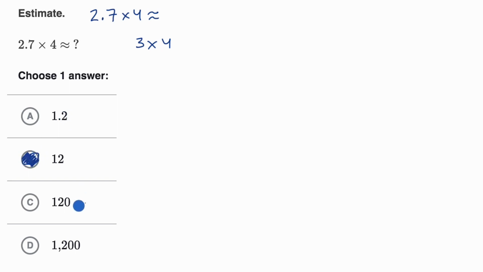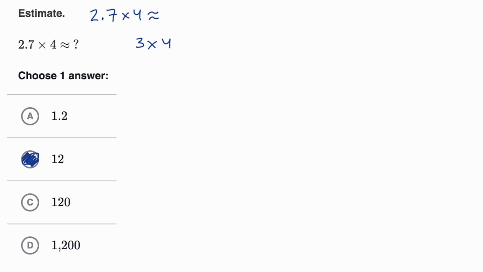And you can see that these other answers actually seem quite unreasonable. 1.2, if I take something and I multiply it times 4, I shouldn't get an answer that is less than my original something. And then to take something that's roughly equal to 3 times 4 to get to 120, that doesn't make sense, and definitely doesn't make sense to get to 1200.